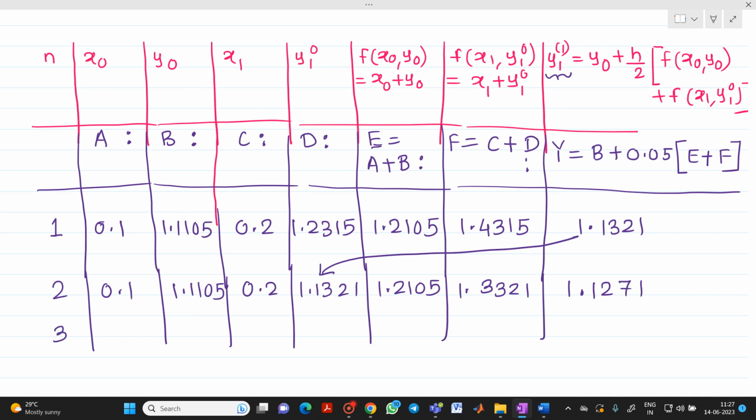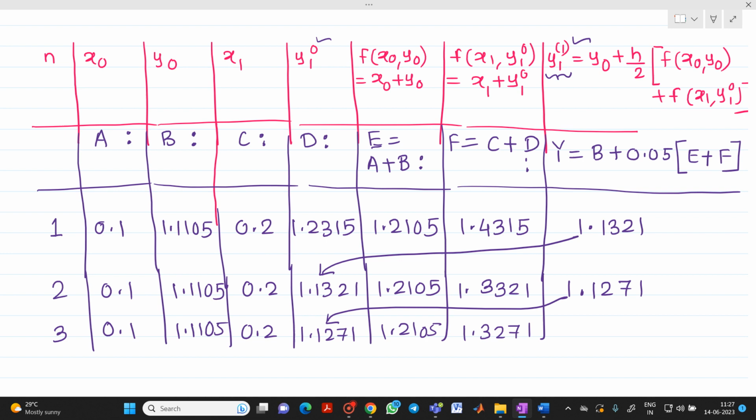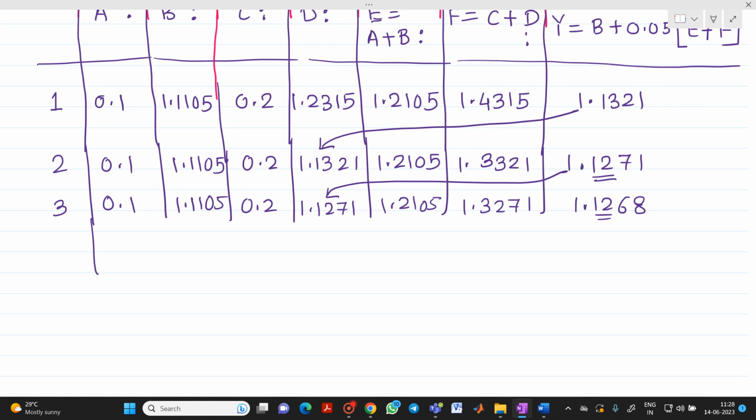Next, again this will be the same. Whatever answer of y1 of 1 is there, you have to use it as y1 of 0 in the next iteration. So it will be 1.1271. If you do it, you will get the answer here as 1.3271. Here you will get answer as 1.1268. So if you see, up to 2 decimal places you got the same answer, that is 1.12, 1.12. But as it is expected to do up to 4 decimal places, we will do it again.